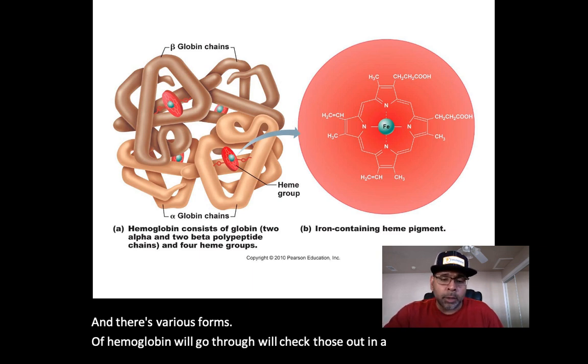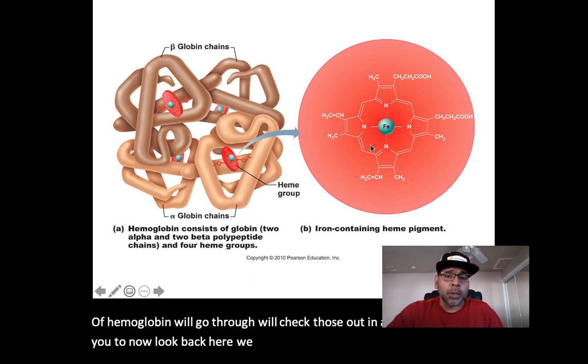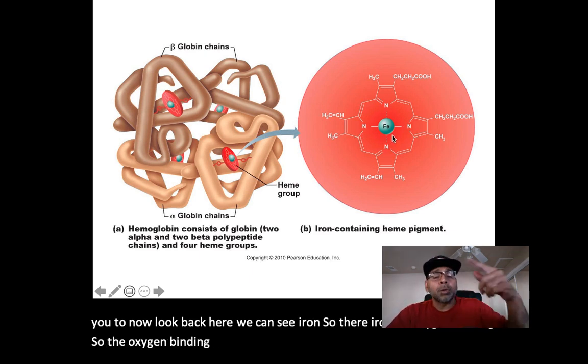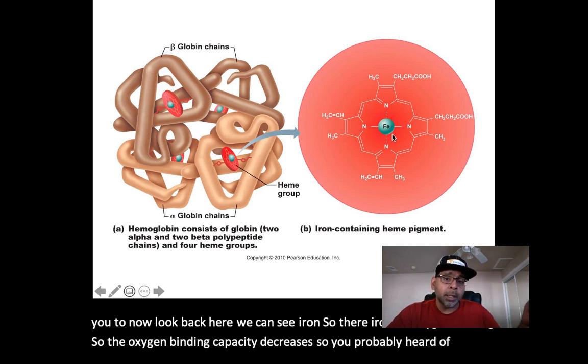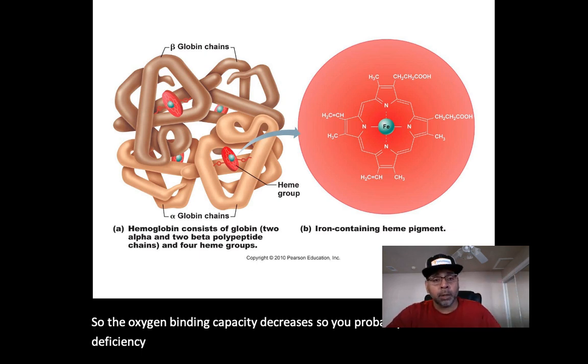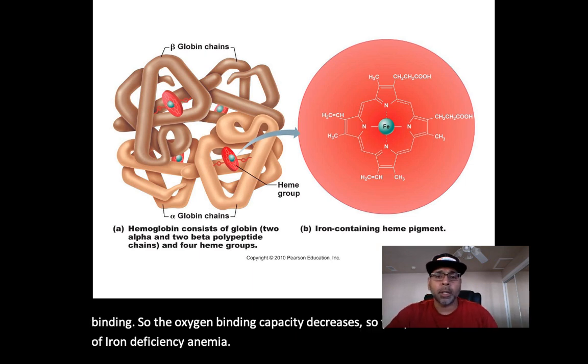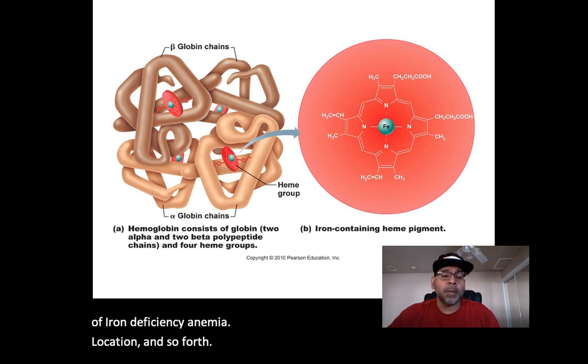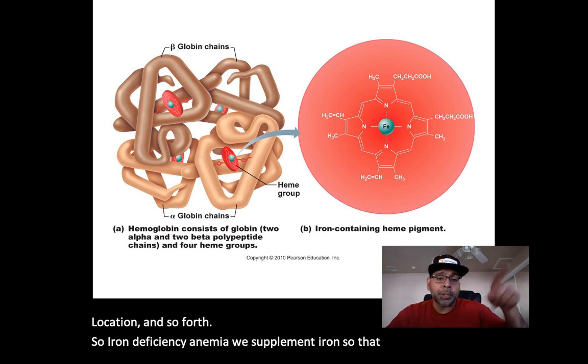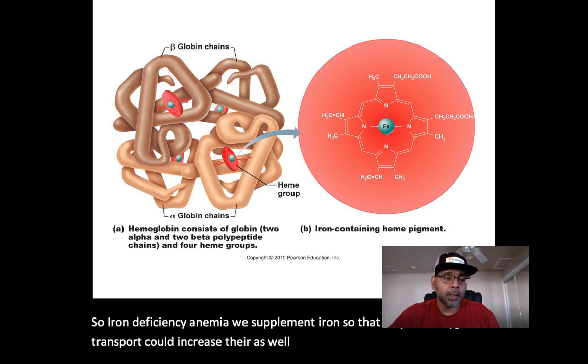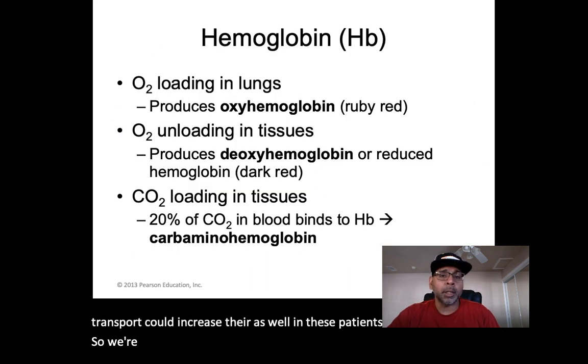But I want you to look back here. Here we can see iron. So no iron, no oxygen binding, so the oxygen binding capacity decreases. You've probably heard of iron deficiency anemia, one type of anemia you'll have to know about. What's happening there? These red blood cells lose their ability to transport oxygen, so there's not enough oxygen making its way to where it needs to go. These patients are usually feeling tired, sluggish, and so forth. So with iron deficiency anemia, we supplement iron so that oxygen transport can increase in these patients. So we're talking various forms of hemoglobin.